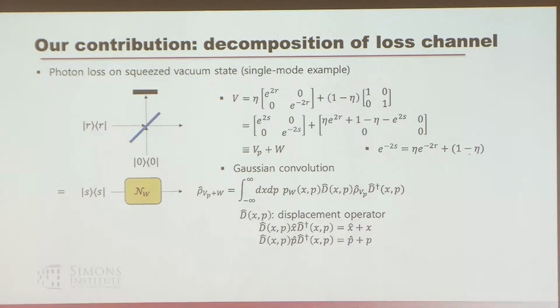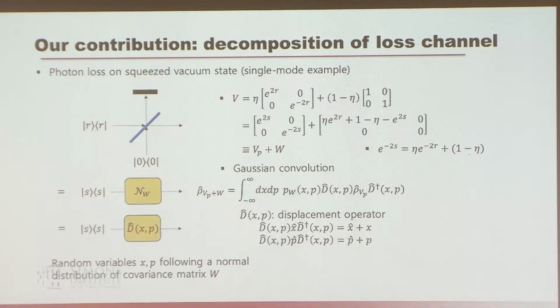So the above circuit can be written in this form, and we can further simplify it this way. You just generate a single squeezed vacuum state with squeezing parameter S, and then you apply the displacement operator with x and p following a random variable, the normal distribution with covariance matrix W. So what we did is, when we have this lossy circuit, we can decompose it into a smaller squeezed state with some displacement operation.